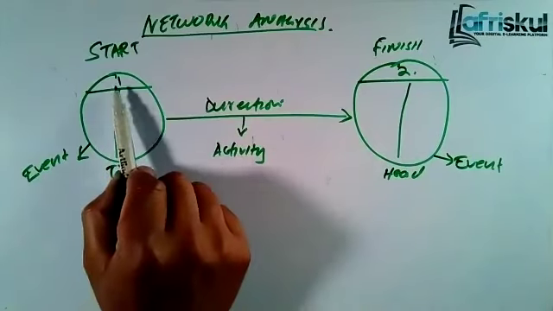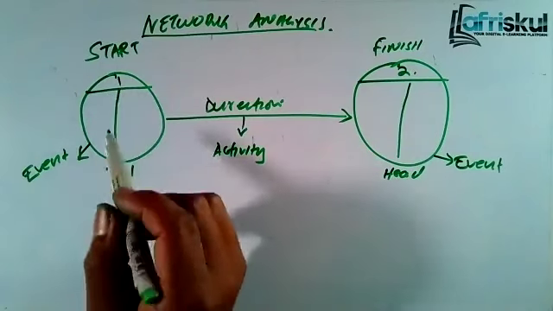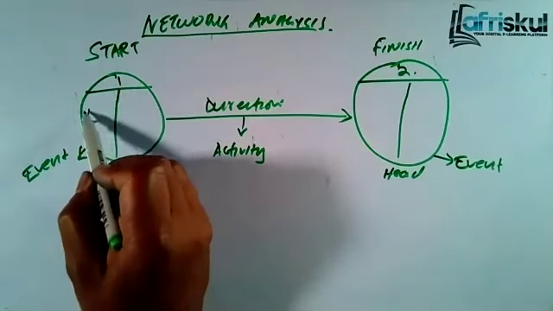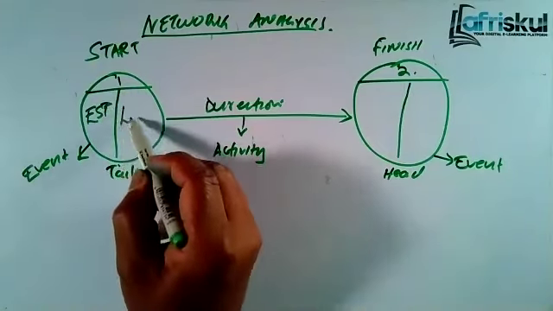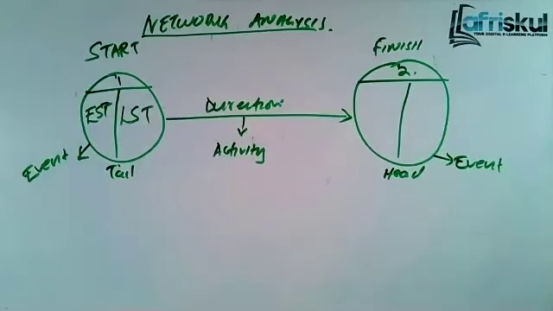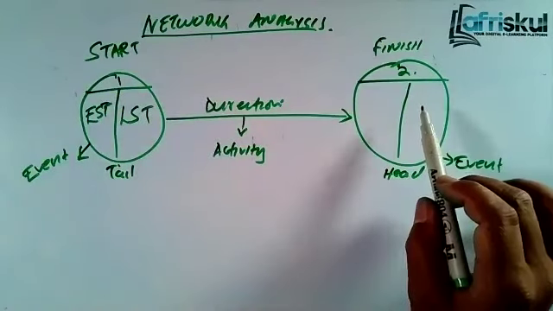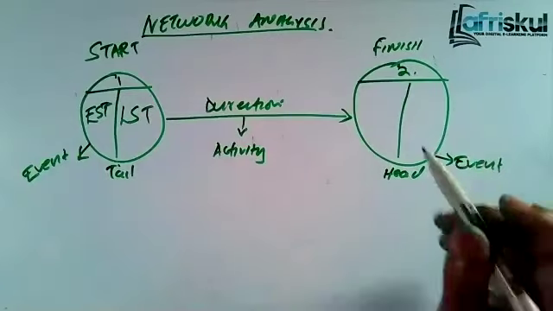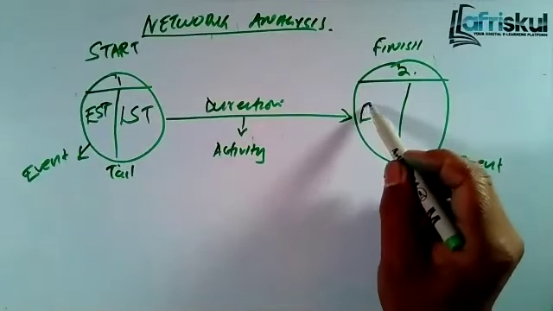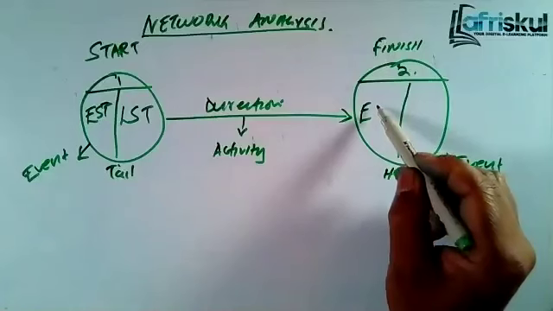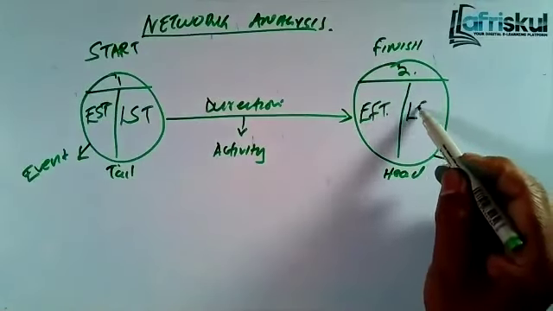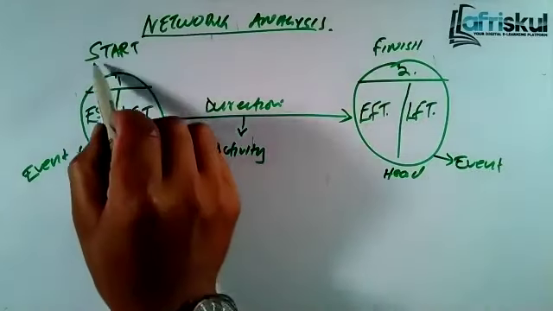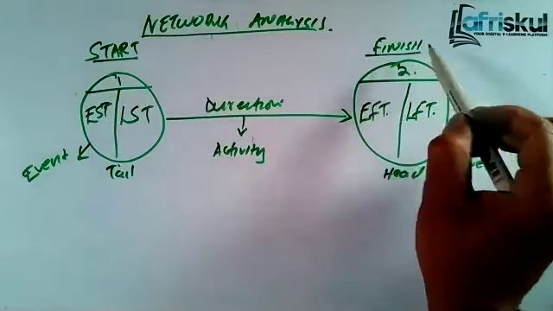So now this is where you are starting. In this case, this is what we call the earliest start time, and this is what we call the latest start time. We come here to node number 2. This is what we call the earliest finish time; remember, this is the finish. This is the latest finish time. You are starting here, and this is the finish, or the end.